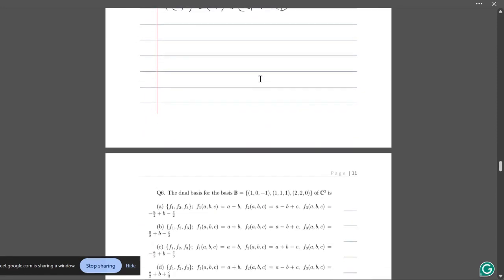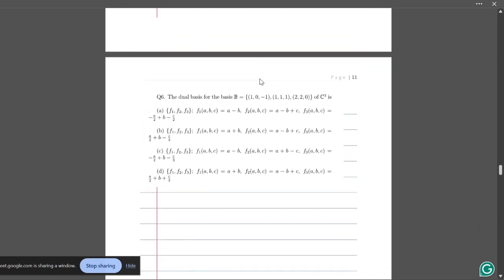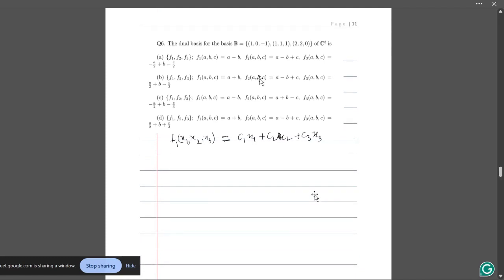Okay, let's see the next question. They are asking for the dual basis of the given basis. So if you don't know, write it randomly. F1 is some linear function on C3, right? So F1 of x1, x2, x3 will be given by a linear equation only. So this is, let's say, C1 x1 plus C2 x2 plus C3 x3. Similarly F1, F2, F3, every phi is of this form.